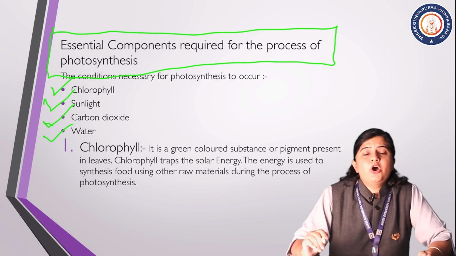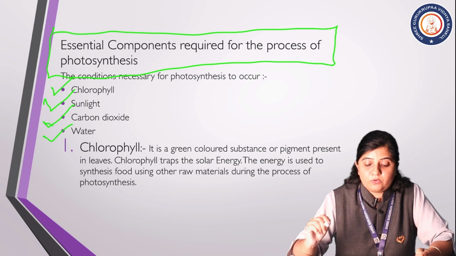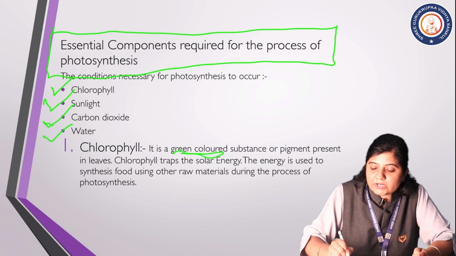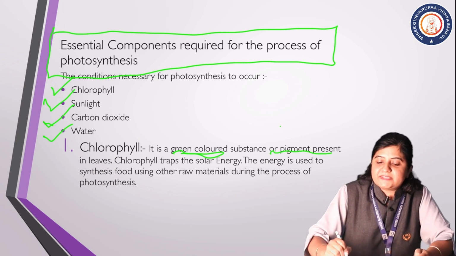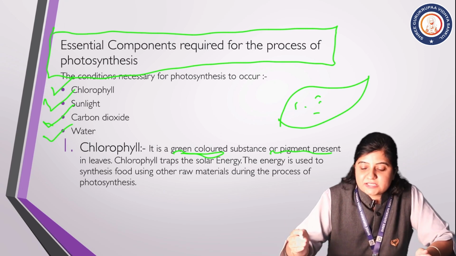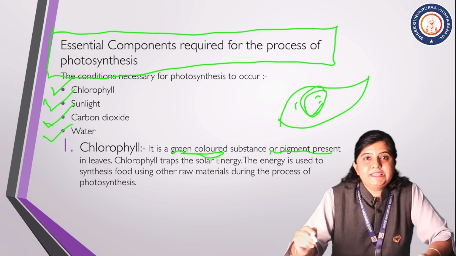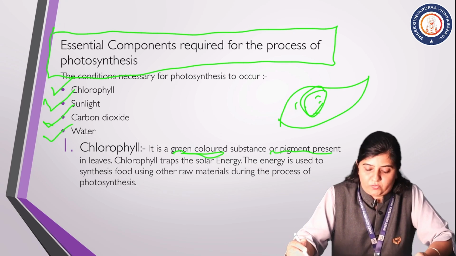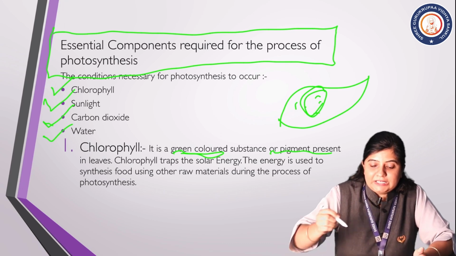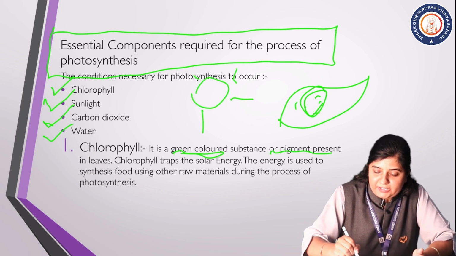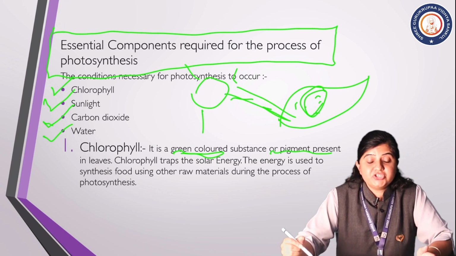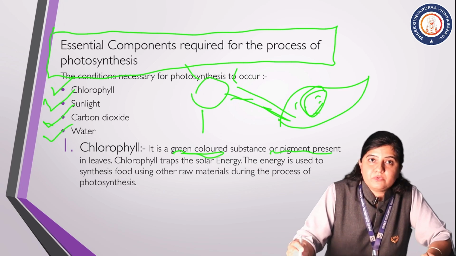First is chlorophyll. What is chlorophyll? Chlorophyll is actually the green color substance or a green color pigment which is present in the leaves of the plant. That is why the color of the leaves is green, because of the presence of this green colored substance that we call chlorophyll. What is the function of chlorophyll? How does that work? Chlorophyll traps the sun energy, the solar energy, and that energy is utilized for preparing the food by the process of photosynthesis.